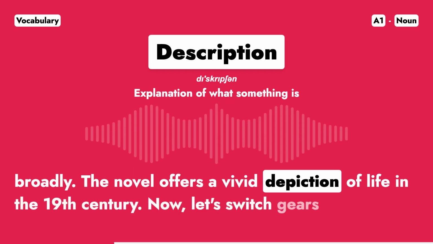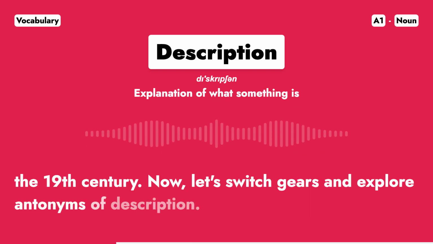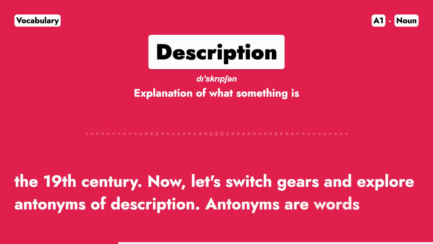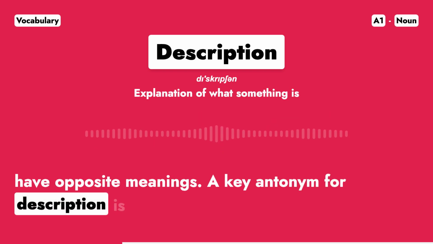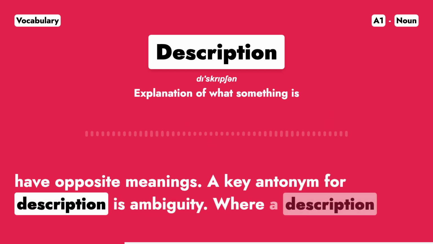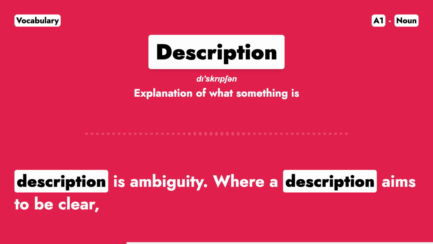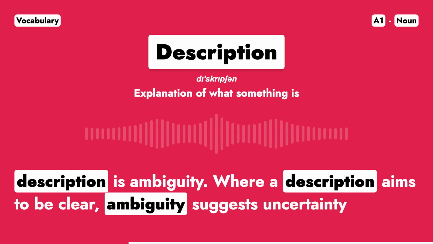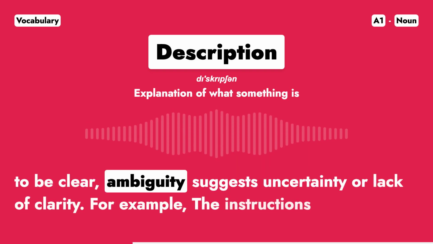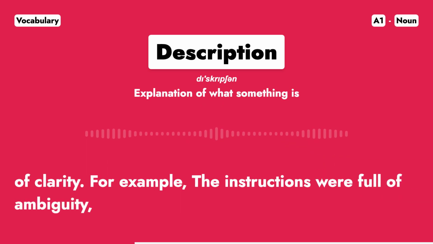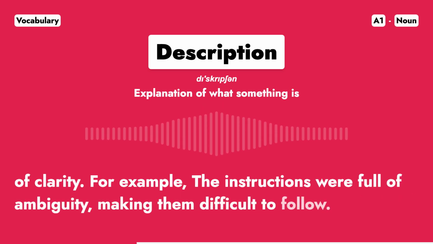Now, let's switch gears and explore antonyms of description. Antonyms are words that have opposite meanings. A key antonym for description is ambiguity. Where a description aims to be clear, ambiguity suggests uncertainty or lack of clarity. For example, the instructions were full of ambiguity, making them difficult to follow.